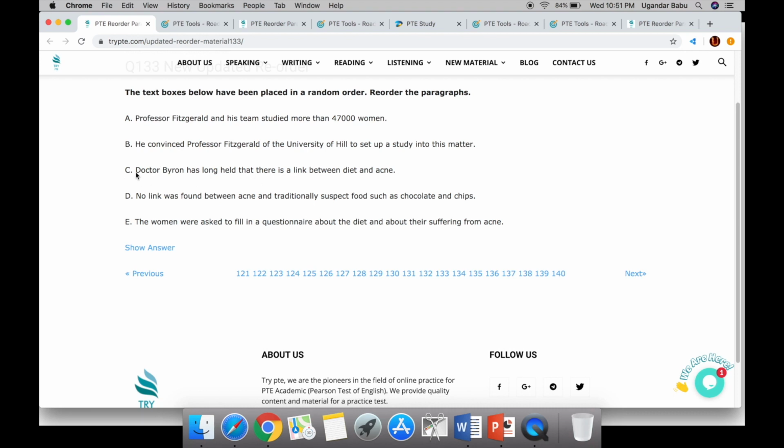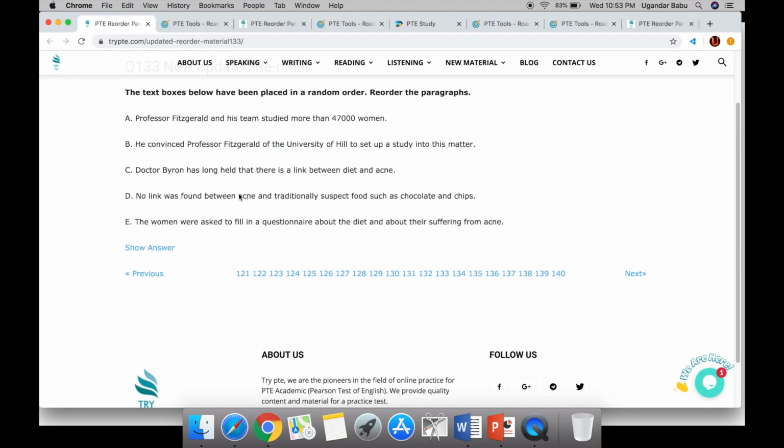Okay. So, Dr. Byron has long held that there is a link between diet and acne. He convinced Professor Fitzgerald. So this pronoun refers to this noun. We will see more detail about noun and pronoun in another example. Okay, so we will just follow this one. So he convinced Professor Fitzgerald. This is the second sentence, to set up a study into this matter. He is asking the professor to set up a study. So Professor Fitzgerald and his team studied more than 47,000 women. This should be the third sentence.